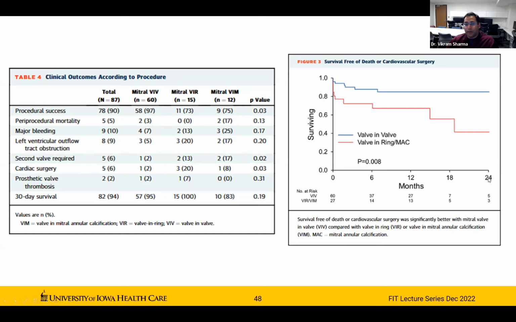Here, we are comparing the outcomes in valve-in-valve versus valve-in-ring or MAC, and we can see the patients who had a valve-in-valve procedure did pretty well in comparison to the valve-in-ring or valve-in-MAC patients. So really, for the first time, this shows that there may be a viable option for patients, at least with a failed bioprosthetic valve, who can have a valve-in-valve transcatheter intervention if they were high risk for redo surgery.